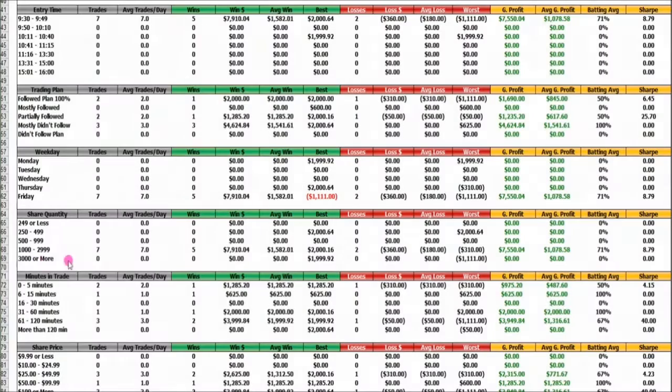When you take huge shares, say over 3,000 or 4,000 shares, do you do better or worse? All of these things will help you what? Fine-tune and refine your trading plan.